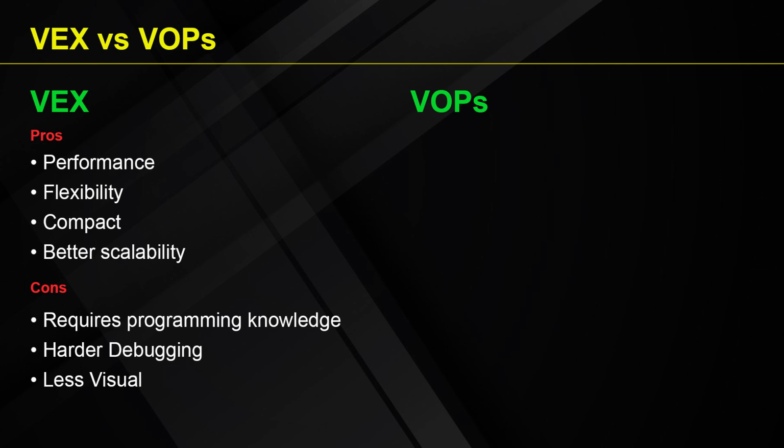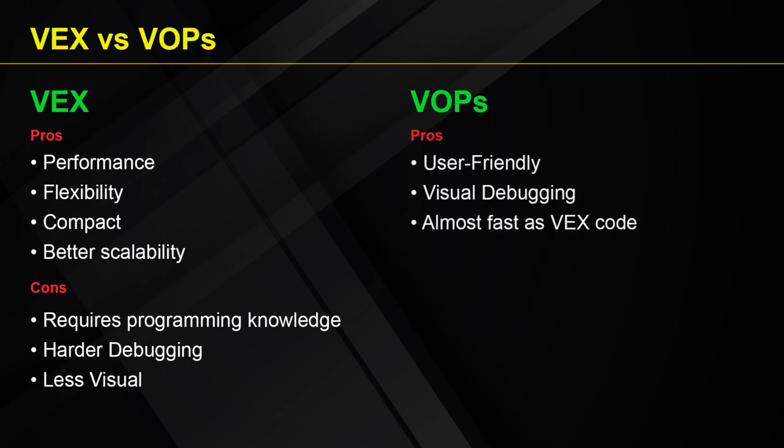Now let's look at VOPs. One main advantage over VEX is their user-friendliness. VOPs are beginner-friendly and accessible, making them an excellent choice for those starting out with Houdini. Advantages in visual debugging. The node-based approach allows for intuitive debugging. You can visually trace the flow and find issues. Almost as fast as VEX. VOPs generate VEX code under the hood, so the performance difference is often negligible for many tasks. Until now, VOPs have proven to be a more than valid alternative to VEX.